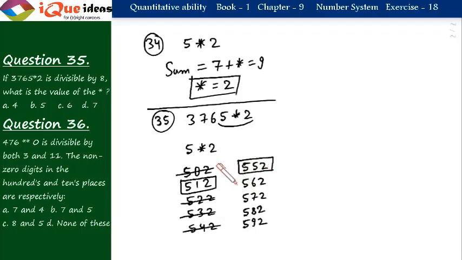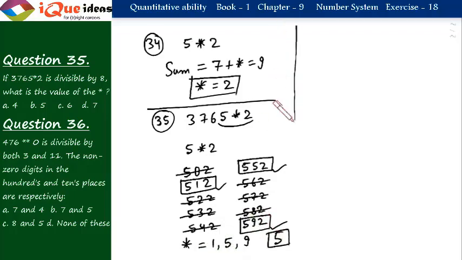562 is not divisible by 8 because it is 560 plus 2. 572 is 500 plus 72. 500 is not divisible, 72 is divisible. So 572 is not divisible. 582, 560 plus 22, is not divisible by 8. 592 is 560 plus 32. This is also divisible by 8. So there are three numbers which are divisible by 8: 512, 552 and 592. That means the star value can be either 1 or 5 or 9. Here in the options, we can see that only 5 is there. So the answer to our question is 5. Right?